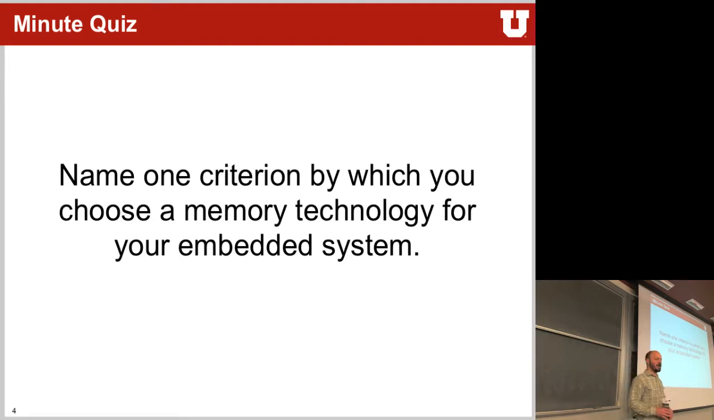Name one criterion by which you choose a memory technology for your embedded system. Speed, cost, size. What else? Shipping time? Yeah, sometimes availability. Sometimes the market decides what's available and what's not available. What else? Heat, temperatures, tolerances, absolutely. Anything else? Power. Coolness factor. Not sure about that one. Yeah, interfacing, interface problems. Yes, volatility, non-volatile or volatile memory, right? One of the key things that you have to think about. Yeah, what the usage is. Like if you have flash RAM, you can't use it for everything. Better not use it for any kind of swap files or else your flash will be destroyed in no time.